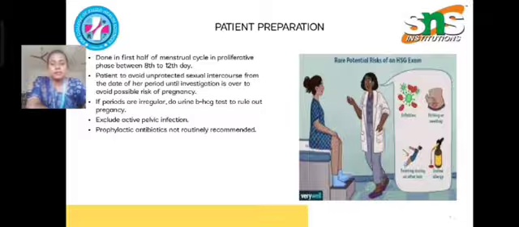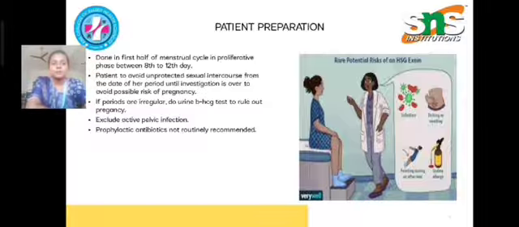Next, if the patient is having any active pelvic infection, this procedure will not be done. And antibiotics are most probably not recommended; if the patient is taking any antibiotics, the patient will be asked to stop them 2 days before the procedure.